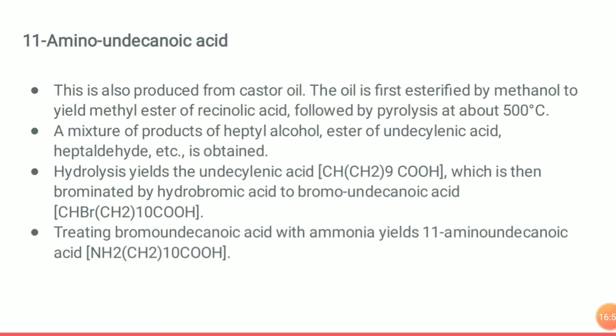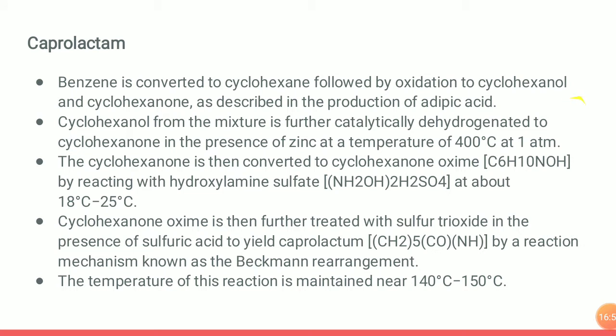Now we see the next very important monomer, that is caprolactam. This is how it is generally produced. Benzene is converted into cyclohexane, followed by oxidation to cyclohexanol and cyclohexanone, as described in the production of adipic acid. The cyclohexanol from the mixture is further catalytically dehydrogenated to cyclohexanone in the presence of zinc at a temperature of 400 degrees Celsius at 1 atmosphere.